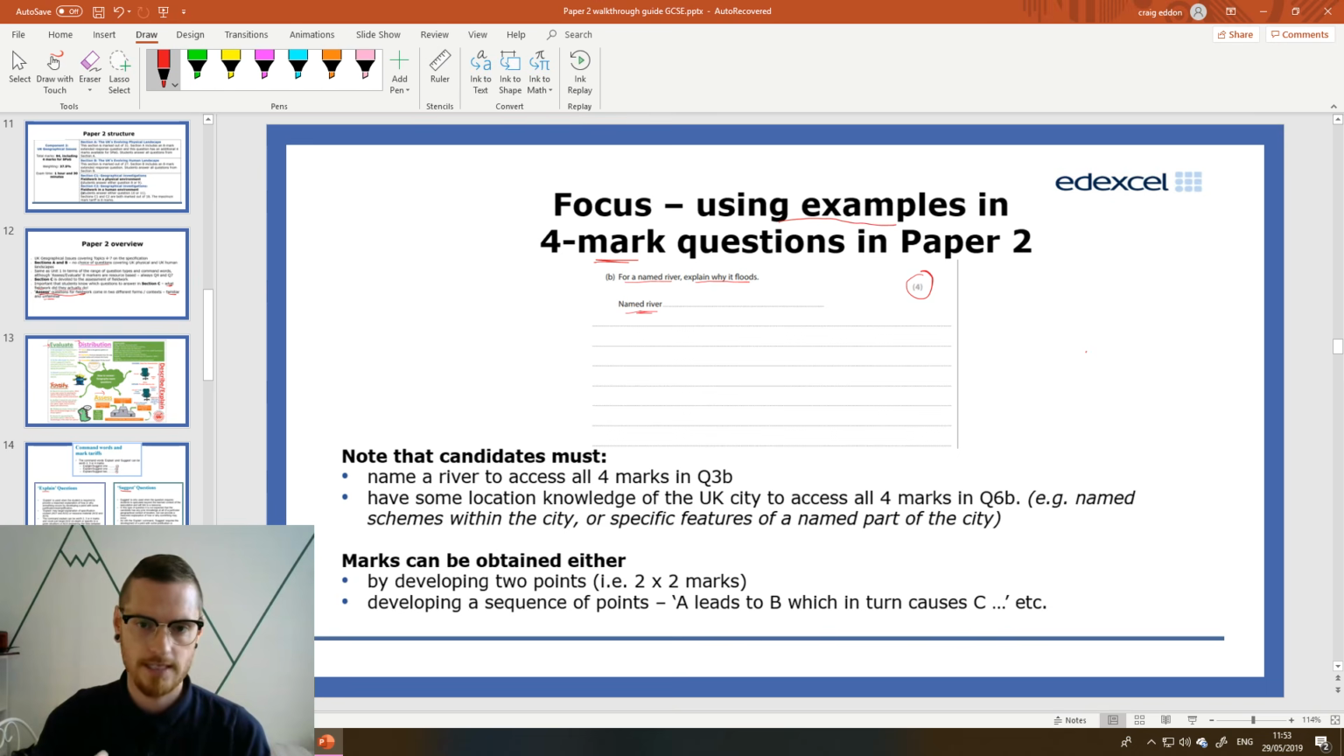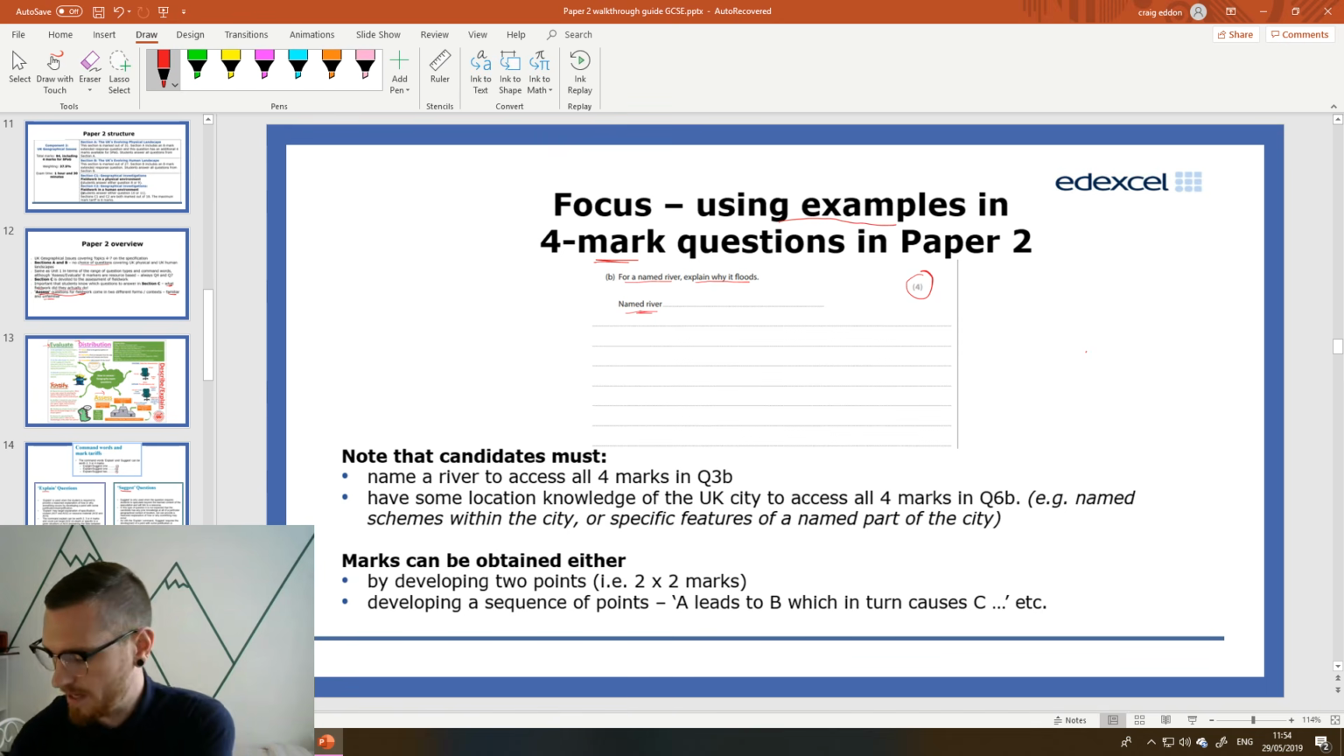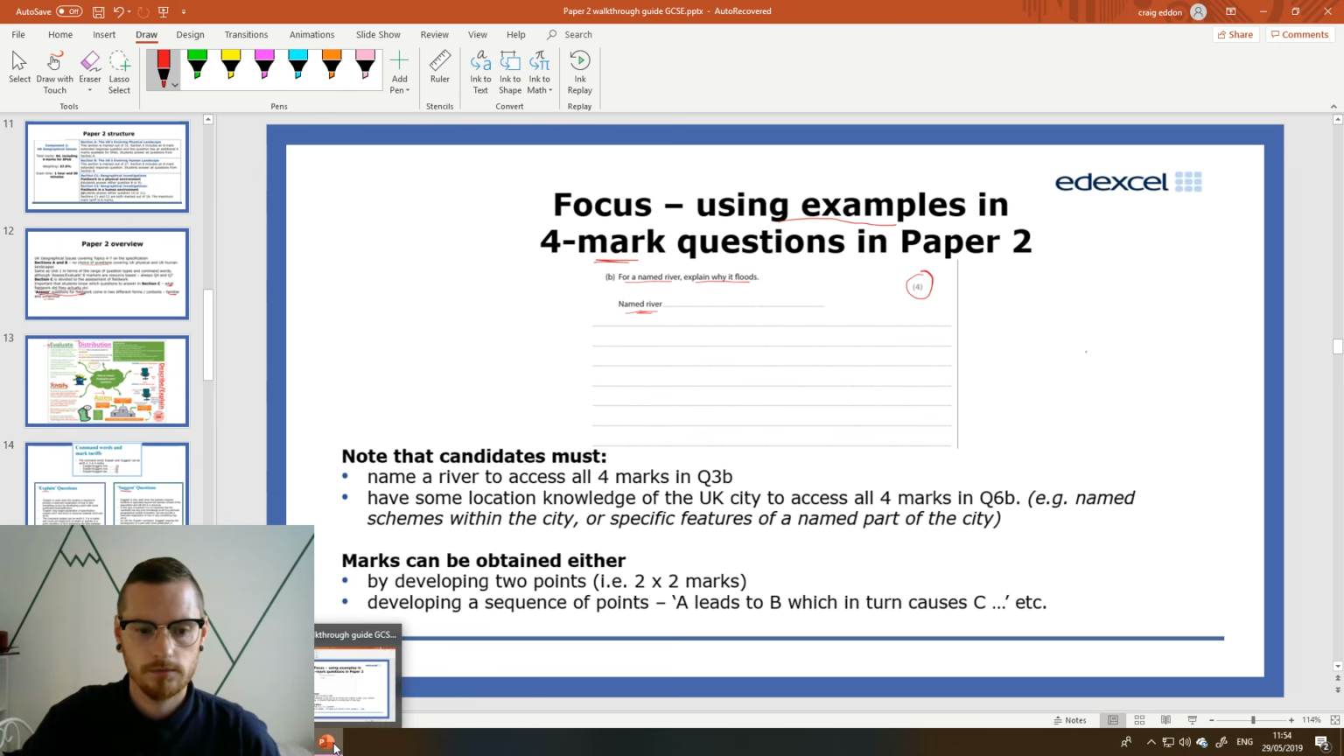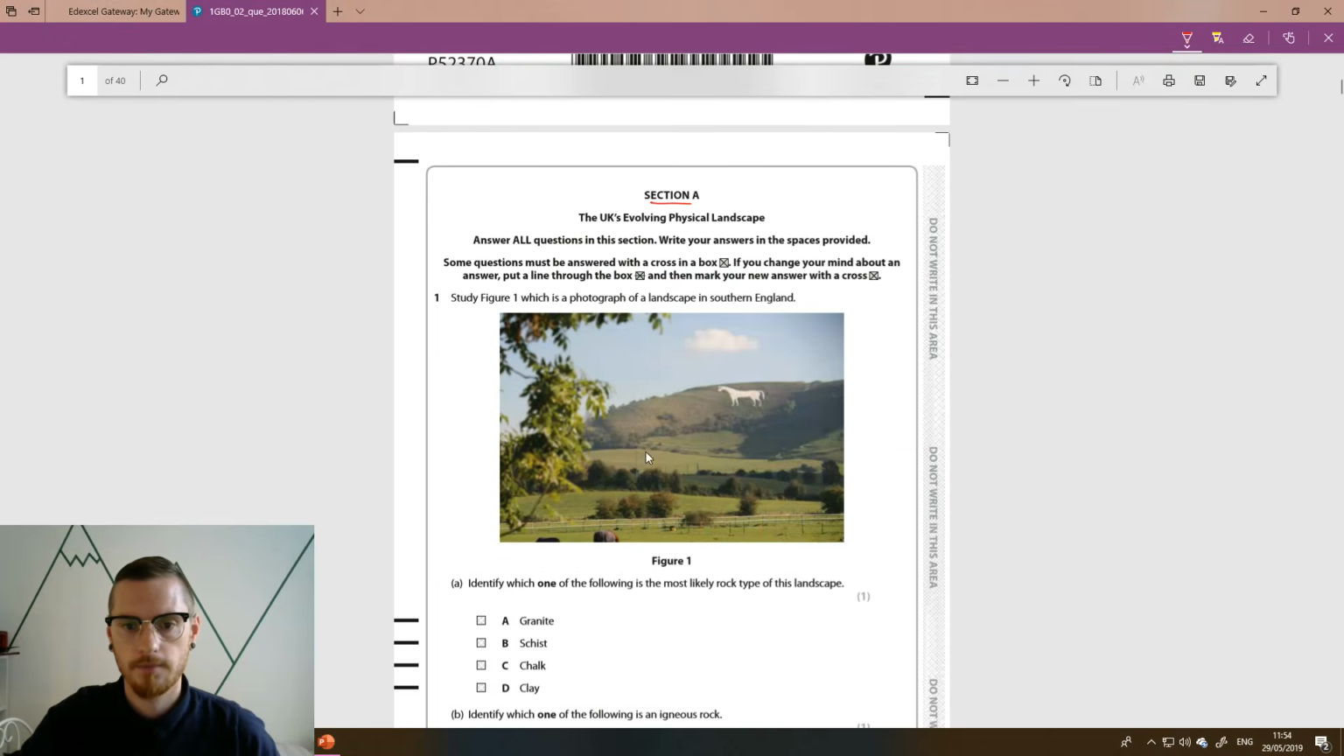So for my geographers, this is looking at you explaining why the River Parrett flooded, and we'd be looking at you using 2 developed points here or a point developed 3 times. But within your answer, you must have named factual information from that case study or that named example. As another example, and apologies, I'm going to skip back to the exam paper. In fact, what we'll do is we can just look at it here.